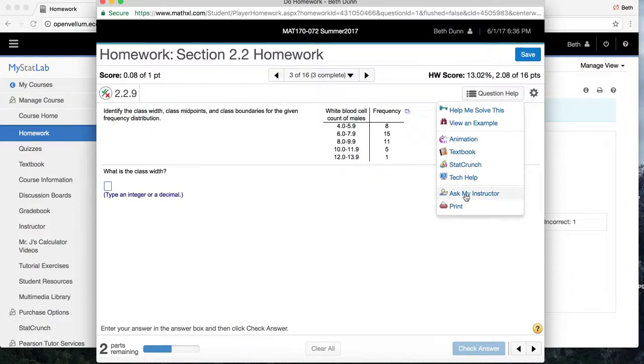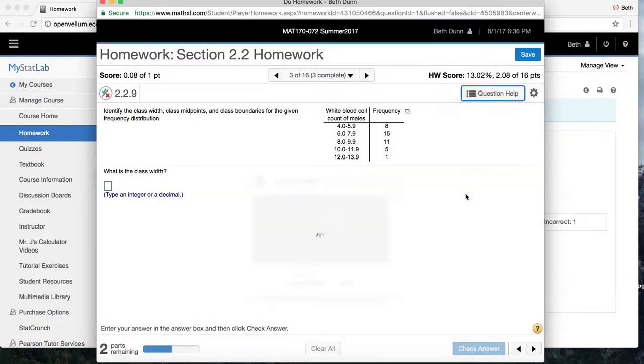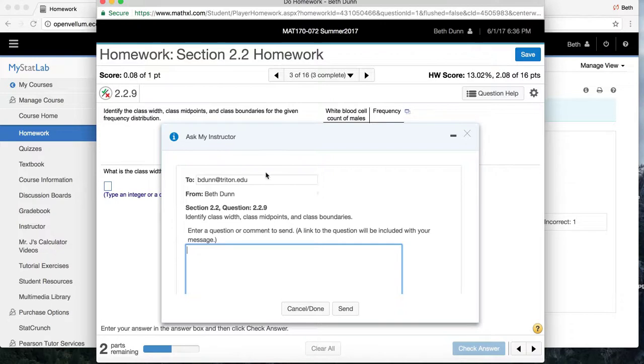This button is really important. If you click on Ask My Instructor, this is going to send an email directly to me with a link to this question. So you don't have to retype the question. I will know what question you're answering or trying to answer, and you could type a message to me. Something like, Mrs. Dunn, I keep getting this wrong.